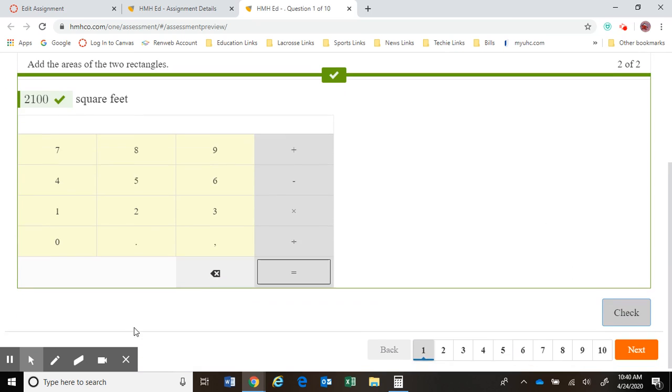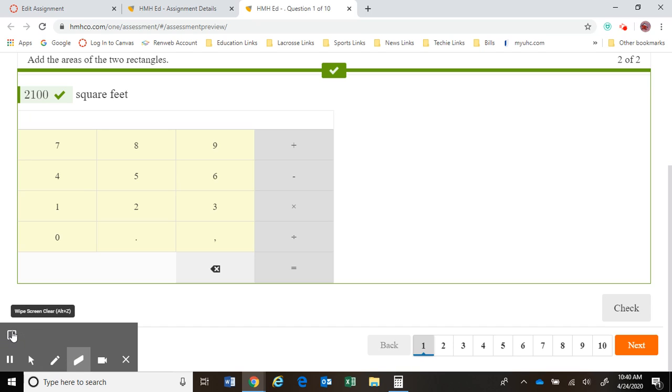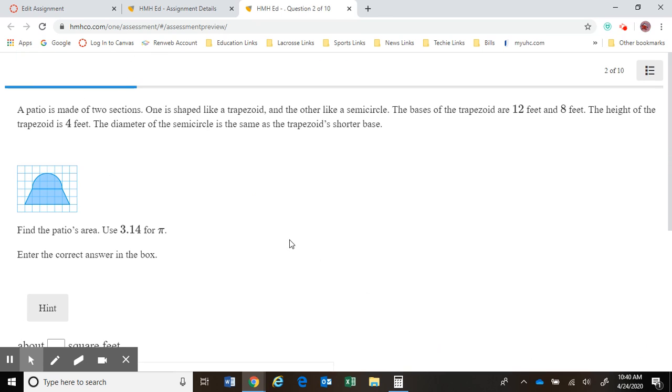Check it. Okay, let me wipe the screen, and moving on to the next problem. All right, a patio is made of two sections. One is shaped like a trapezoid, the other like a semicircle. So there's definitely some math involved here. The bases of the trapezoid are 12 feet and 8 feet, and the height of the trapezoid is 4 feet. The diameter of the semicircle is the trapezoid's shorter base, so it's going to be this one right here. Find the area of the patio.